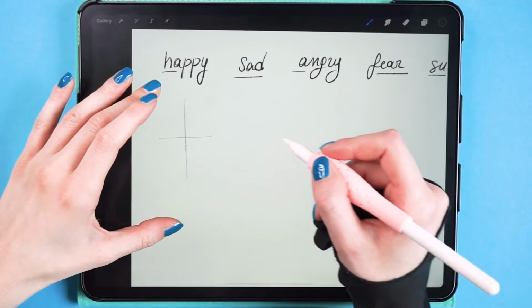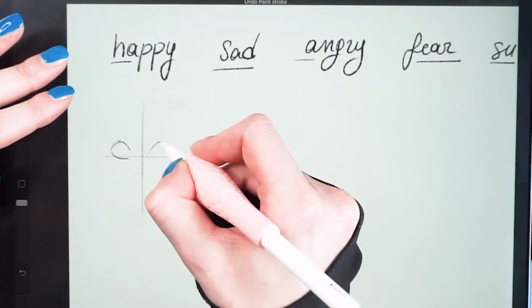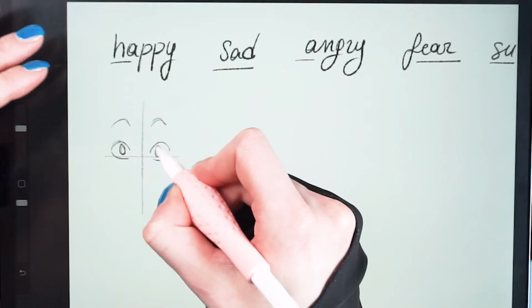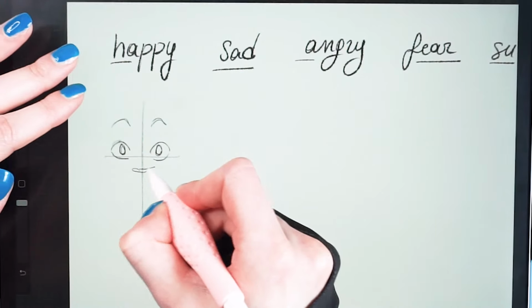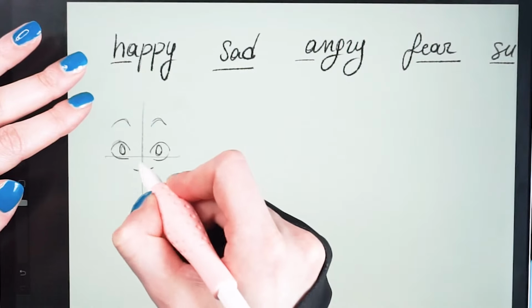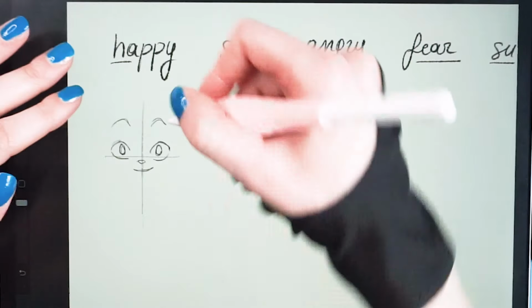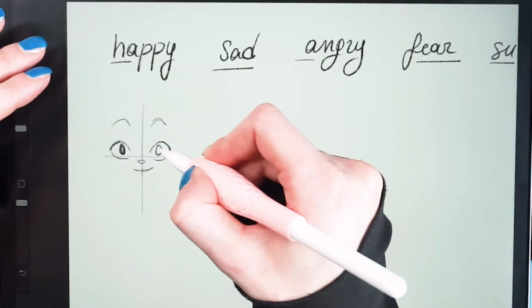Now, let's start from the basics. When I want to draw a frontal face, I draw a cross to help myself position the eyes and the nose and the mouth in the correct place. When we are drawing an expression, we have to consider the distance of the different elements of the face, because that's what changes most when we are drawing expressions. That's together with the shape of the eyes and the mouth.